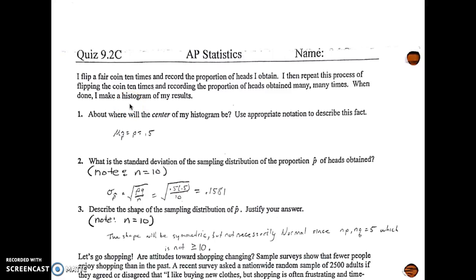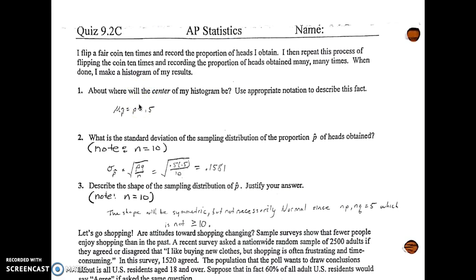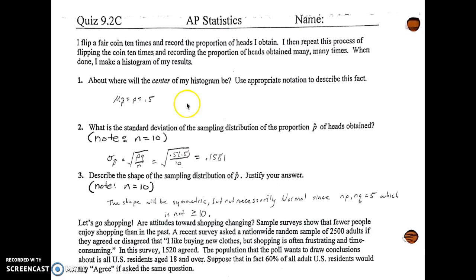All right, we are looking at the 9.2C practice quiz today. Starting off, it says, I flip a fair coin 10 times and record the proportion of heads I obtain. I then repeat this process many, many times. When done, I make a histogram of my results. And the first question says, about where will the center of my histogram be? Use appropriate notation to describe this fact.